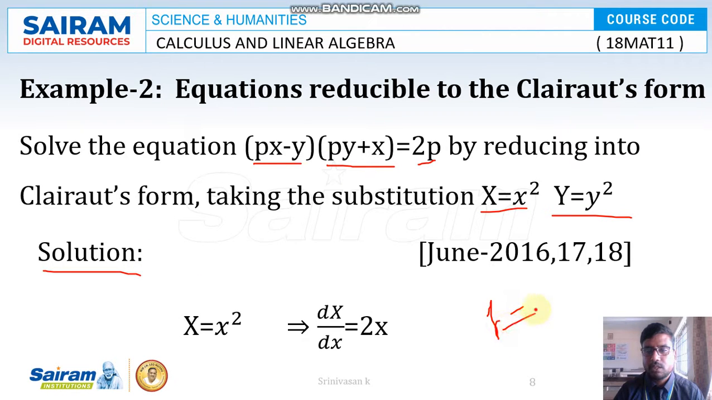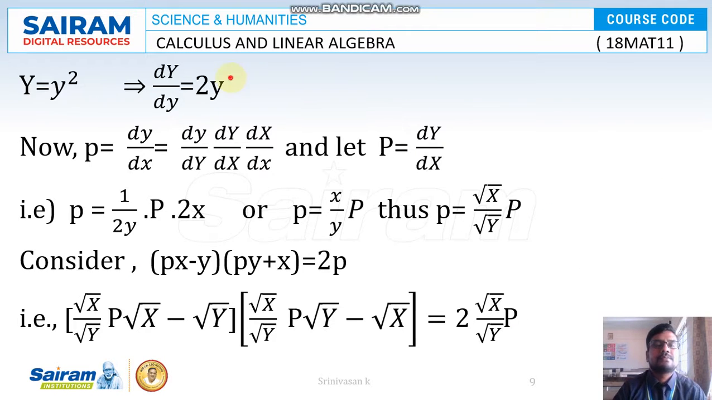Already I told you, y equal to px plus f of p means the form is Clairaut's form, or the equation is Clairaut's equation. So by using this condition, capital X equal to x square, then dX by dx equal to 2x, dY by dy equal to 2y. Now applying the chain rule: dy by dx equal to dy by dY, dY by dX, dX by dx. For a simple way, the dy and dY cancel and dx and dX cancel, and we get dy by dx.